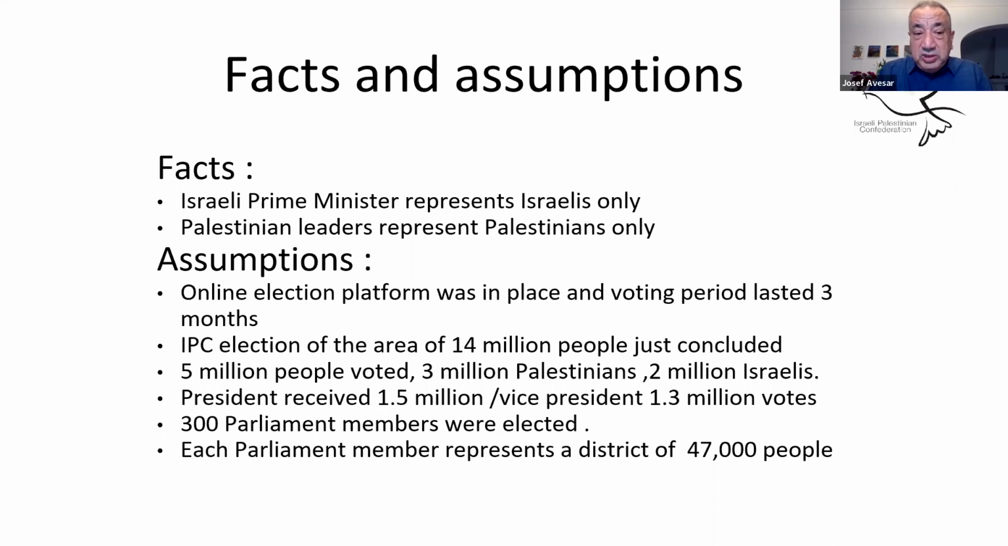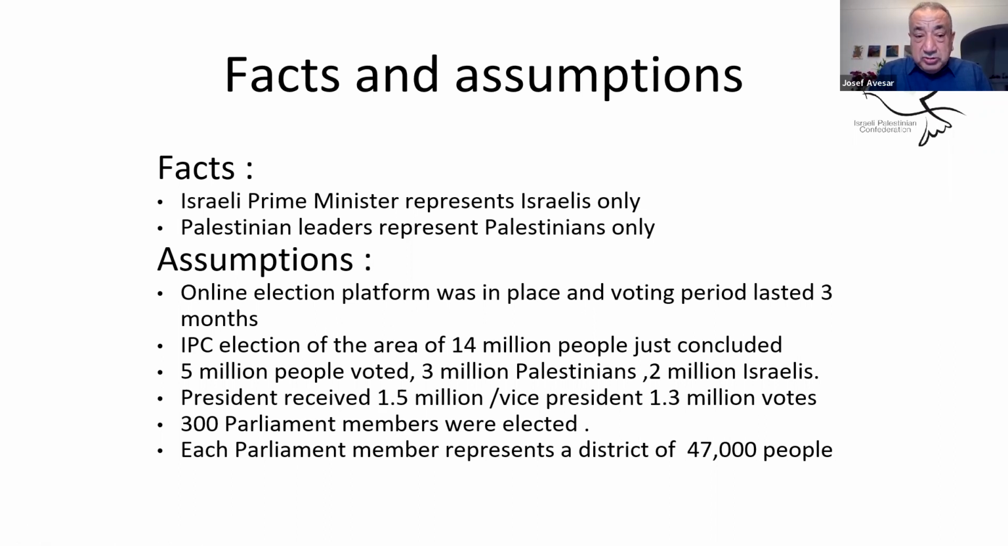The first one is that we held an online election, meaning on the internet, on an election platform for voting for the period of the last 3 months. So assume that the election ended today, and people were able to vote online in Israel, the West Bank, and Gaza for the last 3 months. That 14 million people were allowed to vote, again in Gaza, the West Bank, and in Israel.